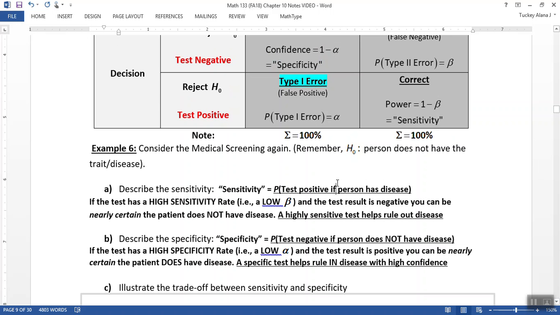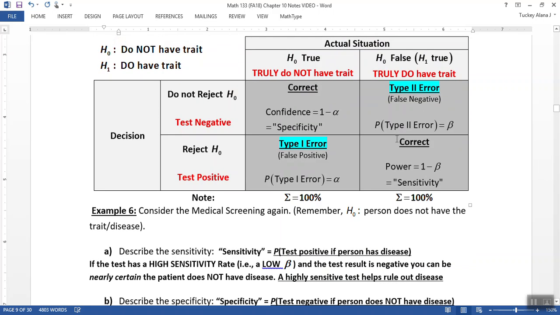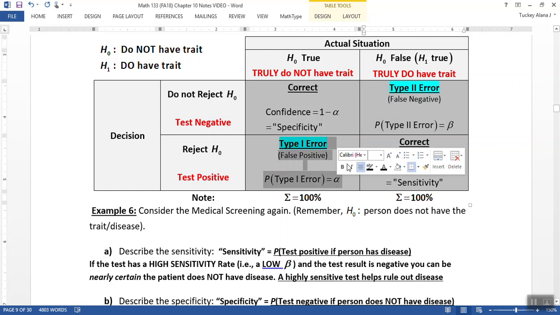Okay, now we can't have both. The problem is that if you try to make it so that you're super, super sensitive, that means a very low beta. And a very low beta means you have a high alpha, because they're on kind of a teeter-totter together. So you lower your beta, you raise your alpha, ish. There's more going on, but that relationship is there. And what that's going to mean is that your specificity is going to go down. So there's a relationship, just like there was between alpha and beta.